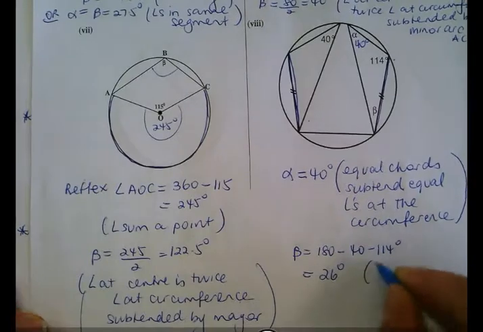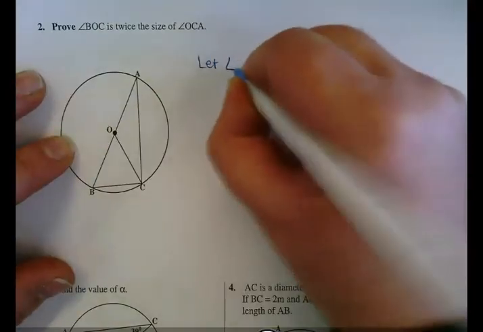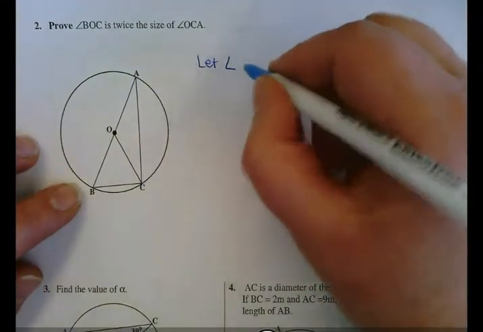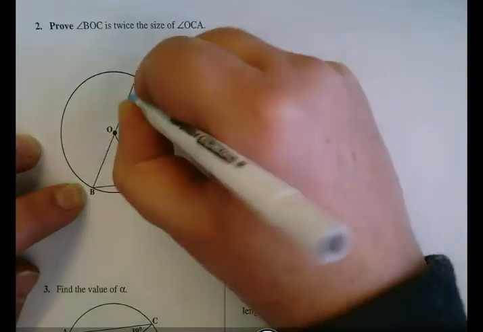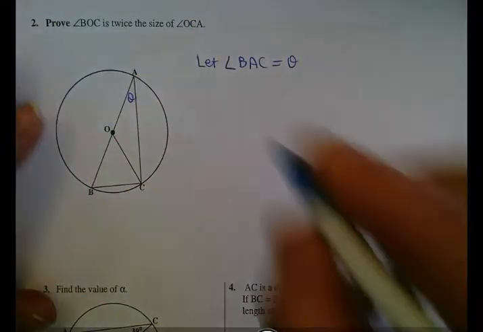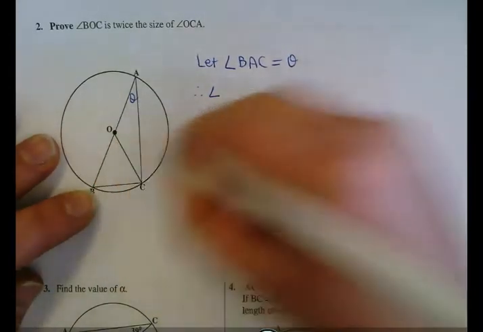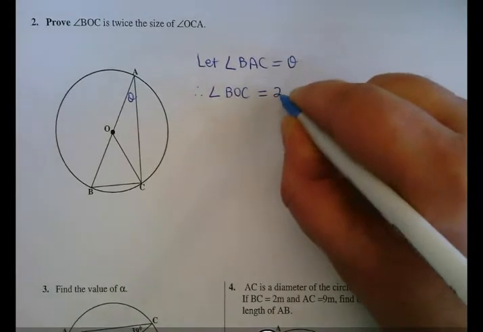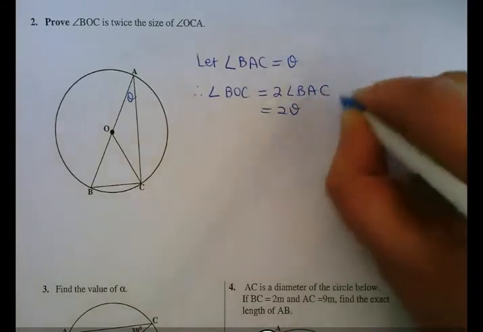X by angle sum of triangle. Girls, so let angle, did someone let something equal theta or something? Let angle BAC equal theta. Yeah, that's good to make the smaller one theta. Therefore, angle, so what can we do? Angle BOC is what? 2 theta is 2 times angle BAC, which is 2 theta.